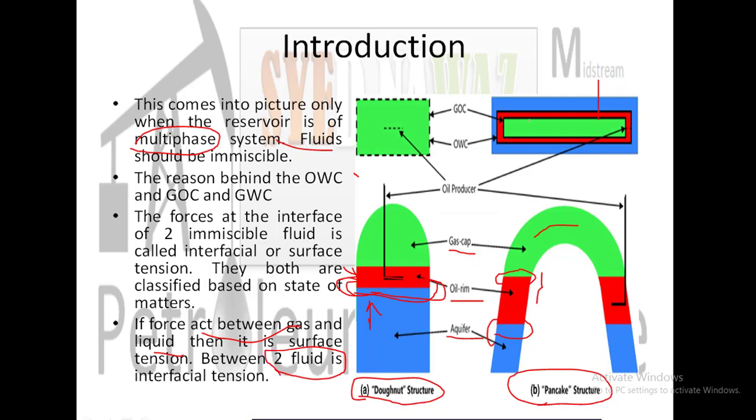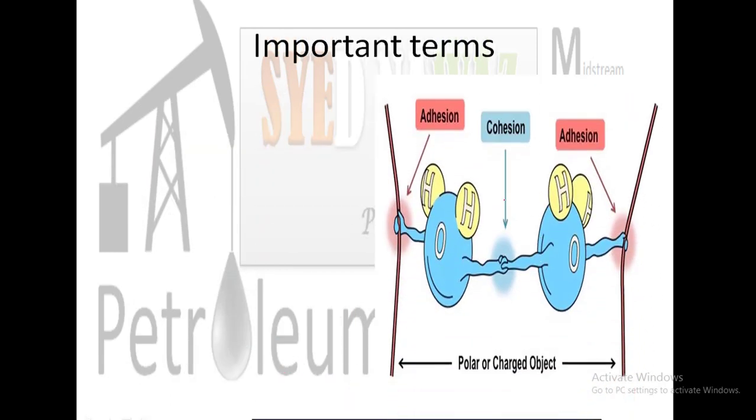Okay, and if the force is acting at the interface of two fluids in the liquid phase, like oil and water, so at this particular point if you consider, then this is nothing but your interfacial tension. Okay, so in the next slide, what are the important terms that we have to understand before we go into surface tension and interfacial tension. Like you can see in the diagram that we have two terms which are nothing but cohesive and adhesive force. Okay, so these are like poles, which is nothing but water.